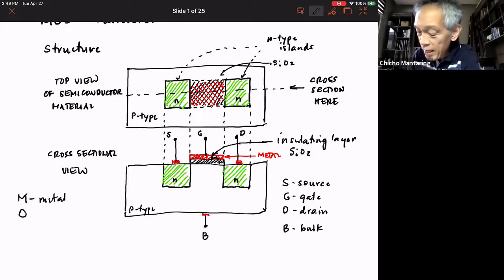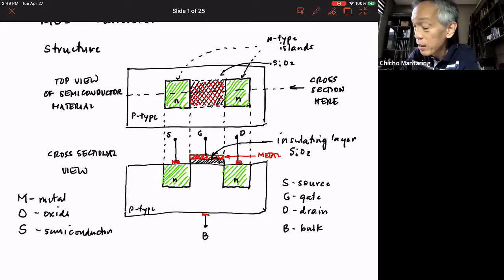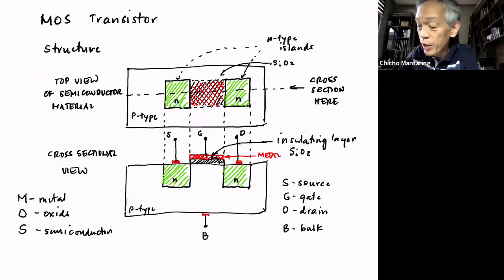Okay, you have an oxide layer, and you have a semiconductor. That's why you call it your MOS transistor, because the structure of the MOS transistor is a metal, then an oxide, and a semiconductor. Or you have an oxide sandwiched between a metal and a semiconductor.